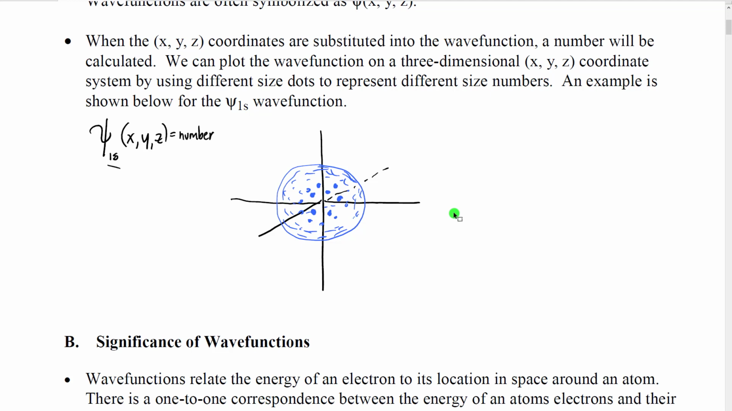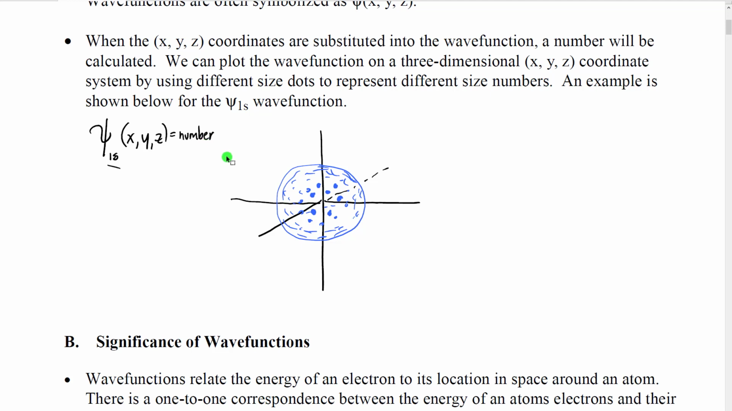So what scientists did then was they took the psi of x, y, z wave function and substituted numbers into it for different locations in space. So they said, for example, 0, 0, 0, 1, 0, 0, and so forth. And when they substituted those numbers, they could calculate out a number from the function. So psi of xyz gives a number. We change the x, y, z, we get a different number.